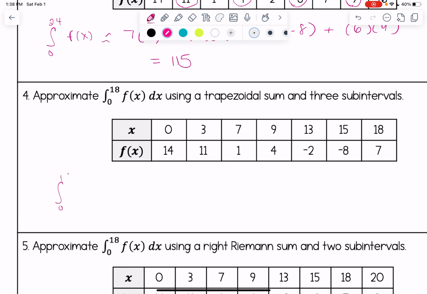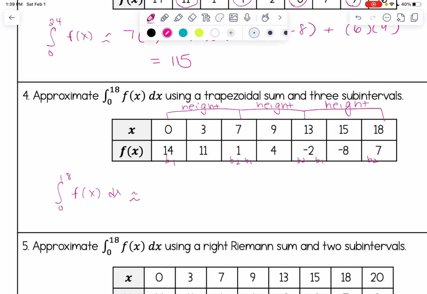So using the table, I'm going to break this into 3 subintervals. So that's going to be from 0 to 7, 7 to 13, and 13 to 18. What each change in x value really represents here is the height of the trapezoid. Whatever the first output is, that's really base 1, and that's going to be base 2. When we do the next trapezoid, that's going to become base 1, and this is base 2, and then it will happen again over here.